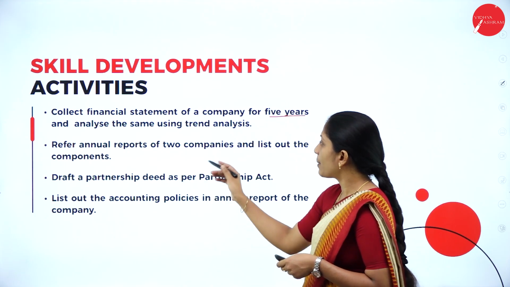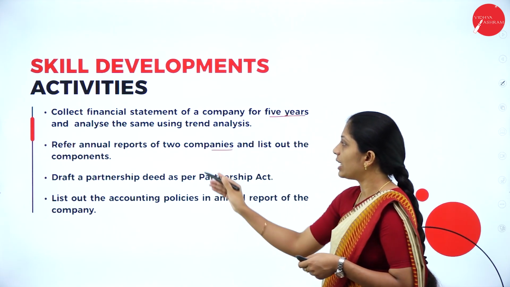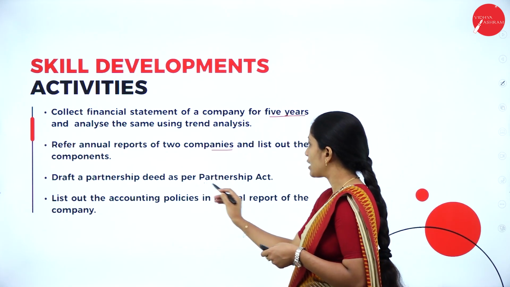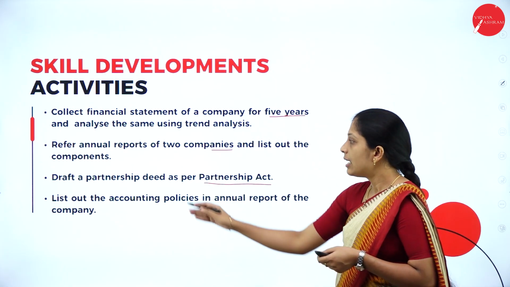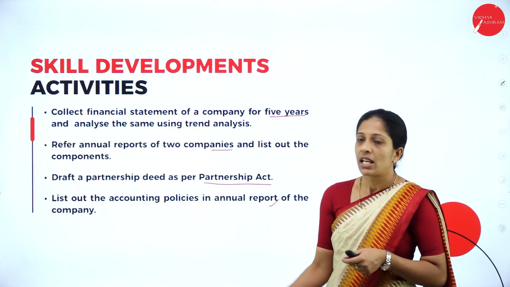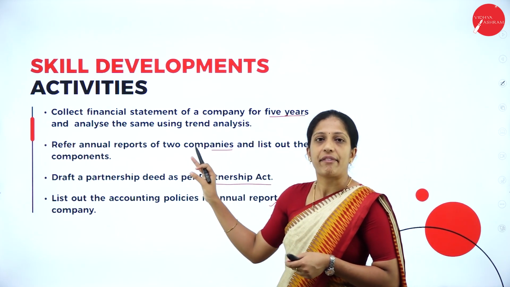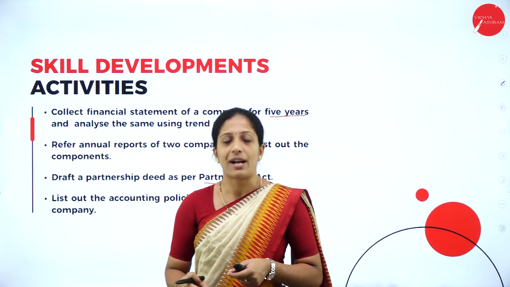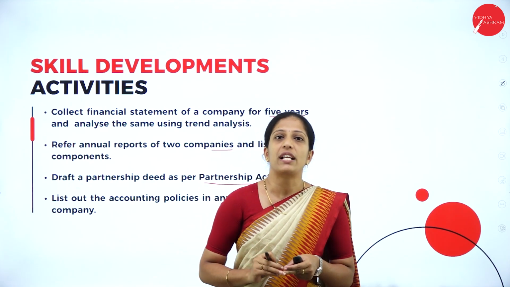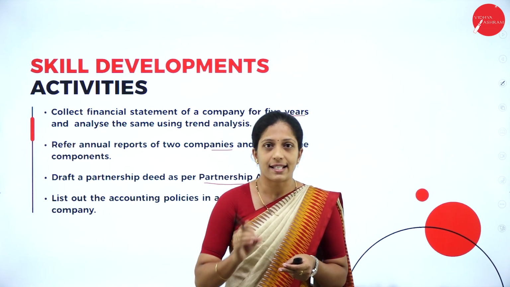Next, refer to annual reports of 2 companies and list out the components. The next one is to draft a partnership deed as per the Partnership Act. List out the accounting policies in the annual report of the company. So these are the prescribed skill development activities given by your Mysuru University, and it carries 10 marks, where for your respective colleges you have to submit these assignments.